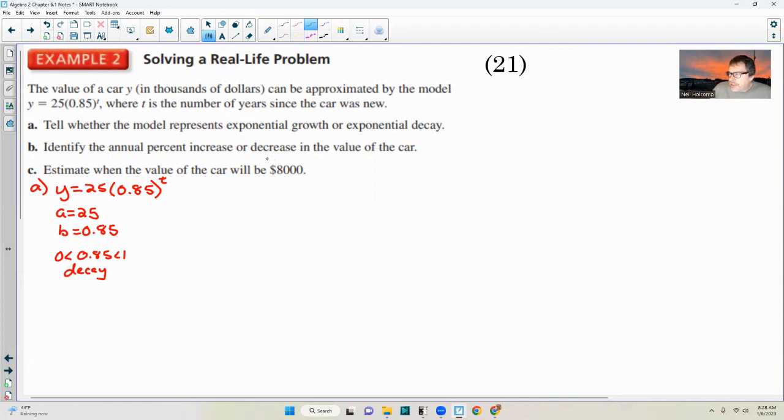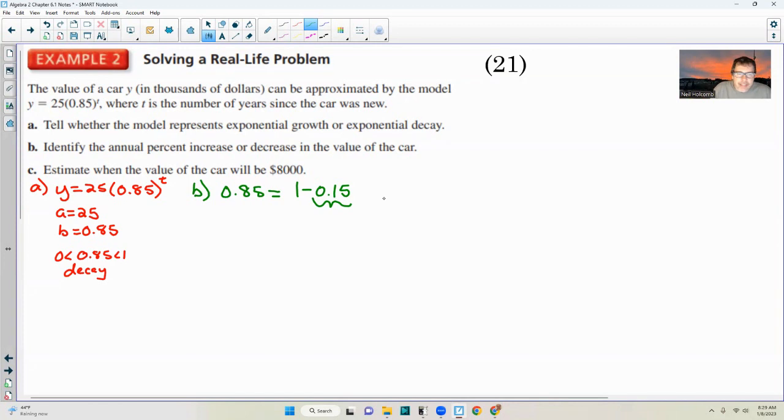So T is given in years, and the decay factor is 0.85. Okay, that's the decay factor, B. The decay factor is your base B. So what you have to do for part B is you have to say 0.85 equals 1, that's 100%, minus 0.15. This is your decay factor, okay? Because T is given in years and the decay factor is 0.85. So 1 minus 0.85 or 0.15 is 0.85.